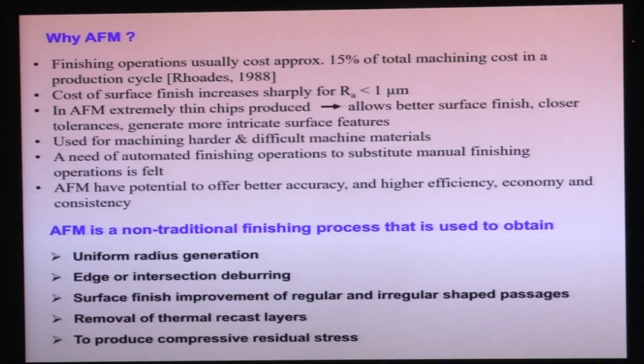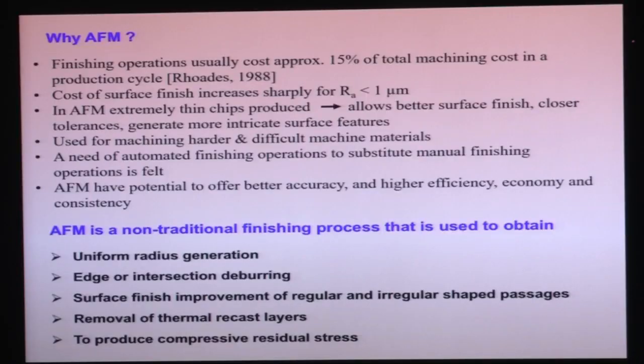So this AFM is a non-traditional finishing process that is used to obtain uniform radius generation. Suppose there is an intersection of two channels, so in that intersection you need uniform radiusing, okay, for uniform flow of gas or liquid. So that's why the AFM process is very much helpful. So any inaccessible areas, any complex geometrical shapes, irrespective of their internal geometry or external geometry, can be polished by this process. So edge or intersection deburring. Deburring is a very unwanted thing. So after drilling there is deburring.